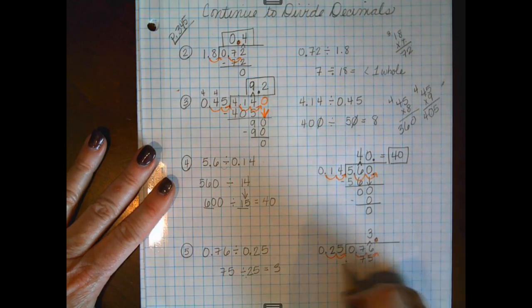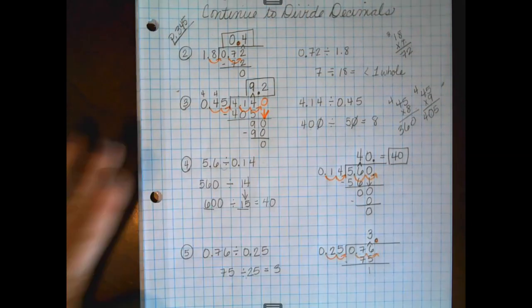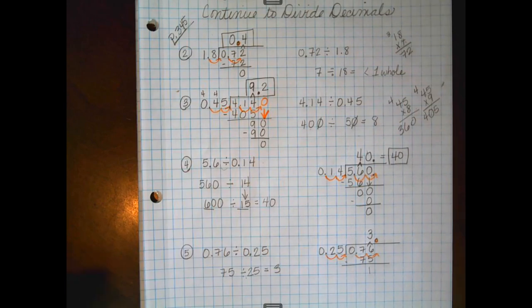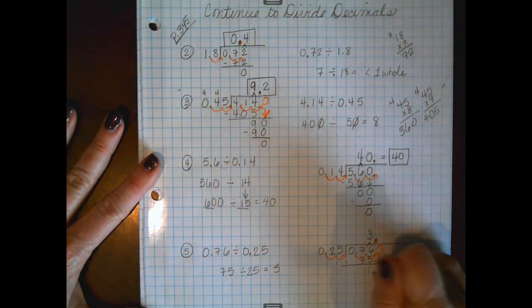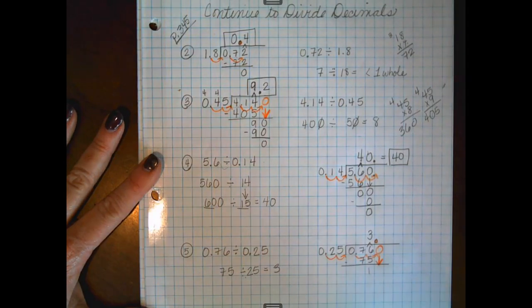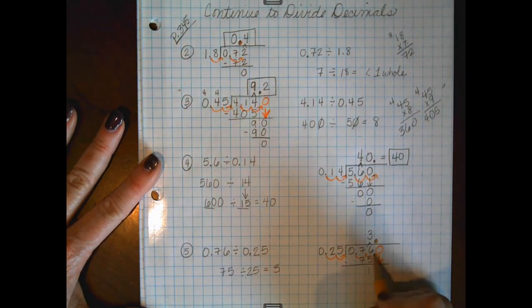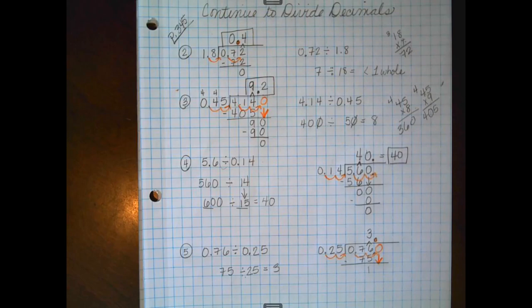Okay, when we subtract, we get 1. So that means I'm going to have to annex a 0 so I can keep dividing. So I'm going to annex that 0. It does not change the value. Remember, we moved that decimal here. So if I put a 0 behind 76, 76 decimal 0 is equivalent to the whole number 76.